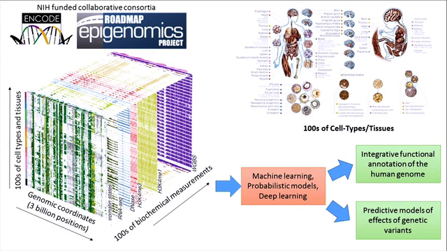So we apply machine learning, probabilistic models, and deep learning methods to take this massive data cube of information and transform it into some kind of integrative functional annotation of the genome. And so let's see what that looks like. Right here, I'm showing you a specific region in the genome around a very interesting gene called PAX5. It has a very important function in immune system biology.